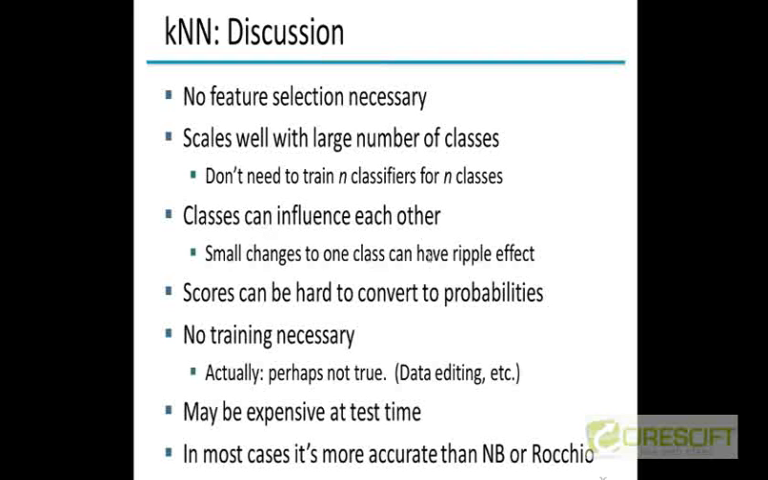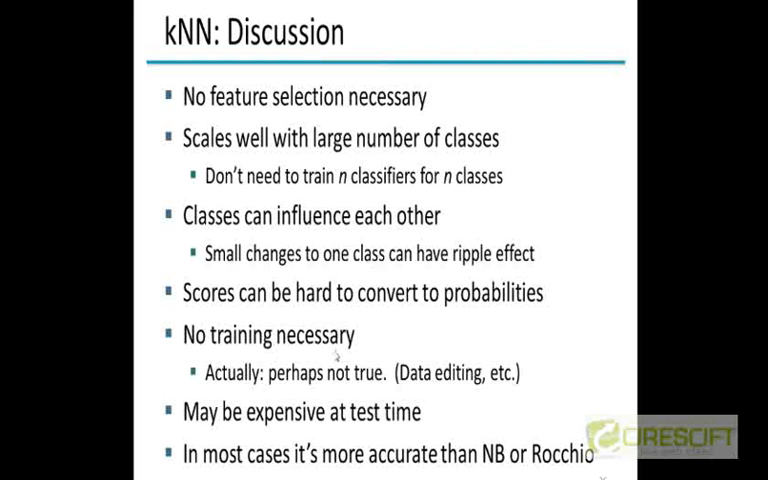Now classes can also influence one another, because if you add, say, more documents to a training class, it's possible that your local neighborhood may change. So classes can influence one another. And in general, your scores can be very hard to convert to probabilities. So in your naive Bayes algorithm, there was a clear probabilistic interpretation of that algorithm. This algorithm is very hard to interpret in terms of probabilities.